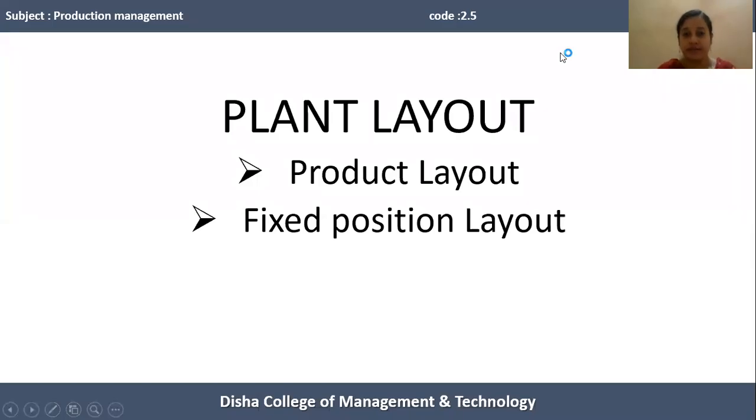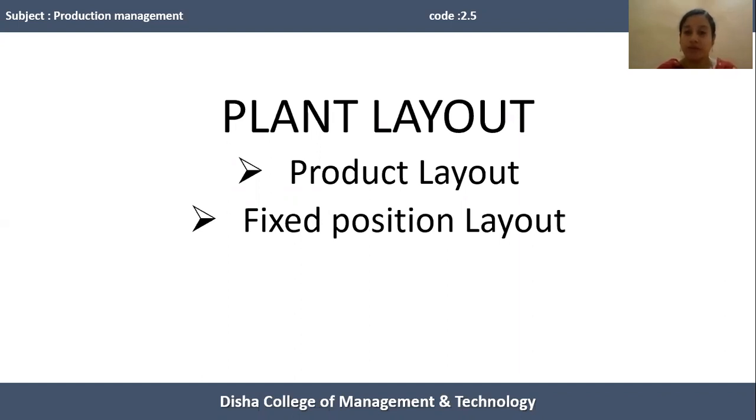Good morning, students. Today I will discuss another two types of plant layout, that is product layout and fixed position layout. In my last class, I discussed one type of layout, that is process layout. So before starting today's concept, let me remind you what a process layout is, so that you can differentiate the concept of process layout and product layout.